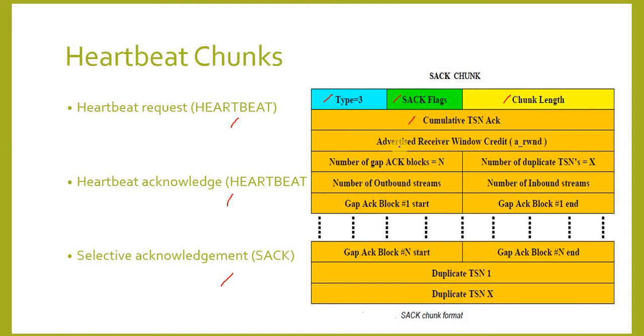Advertised receiver window credit. SCTP uses a sender-based credit procedure. This is used to update the status of buffers in the receiving node. Number of gap-ACK blocks. This defines the number of gap-ACK blocks included in this chunk. Number of duplicate TSNs. This defines the number of duplicate TSN blocks included in this chunk. Gap-ACK block start and end. These fields allow the SCTP to indicate where a gap has occurred in the received information. Duplicate TSN. These fields are to indicate which TSNs are duplicated at the receiving end.